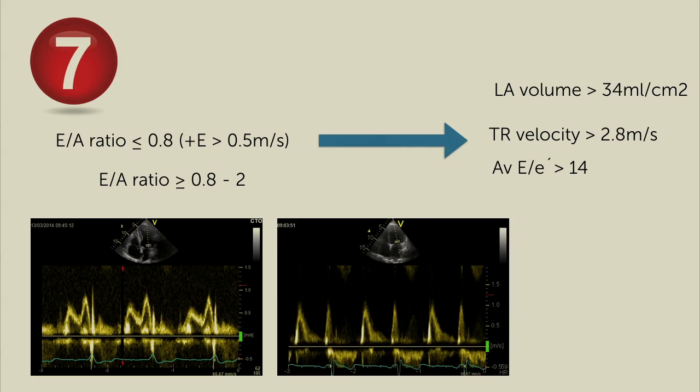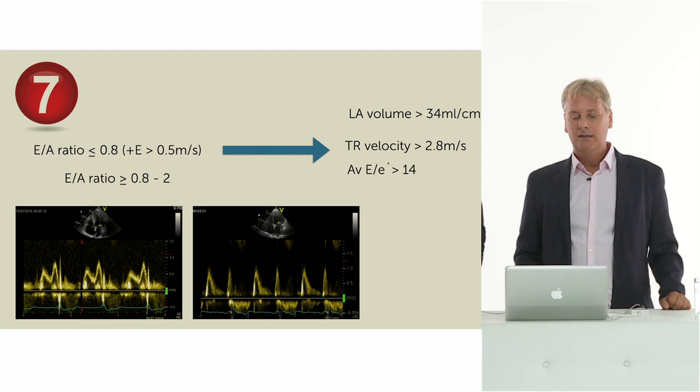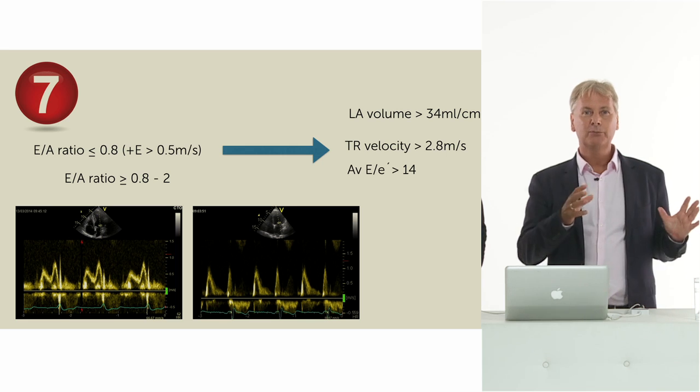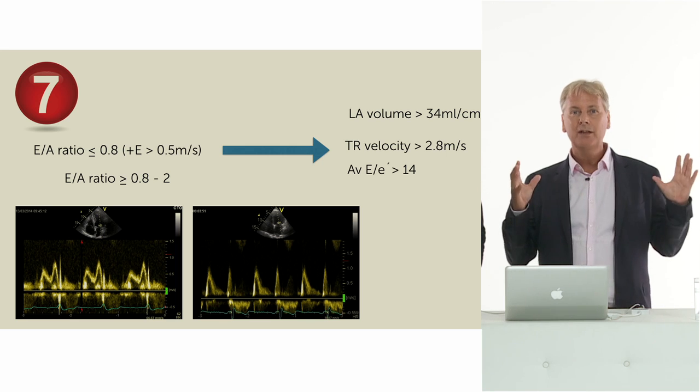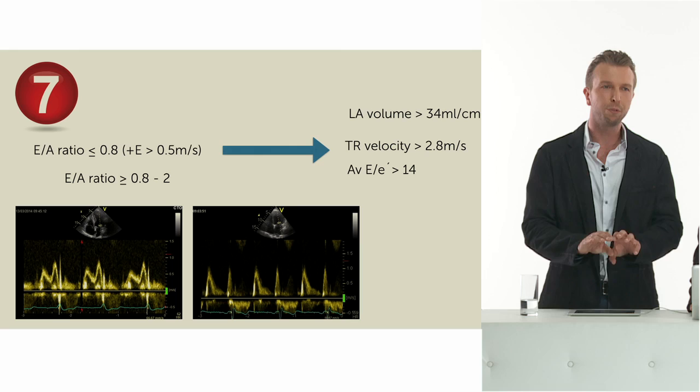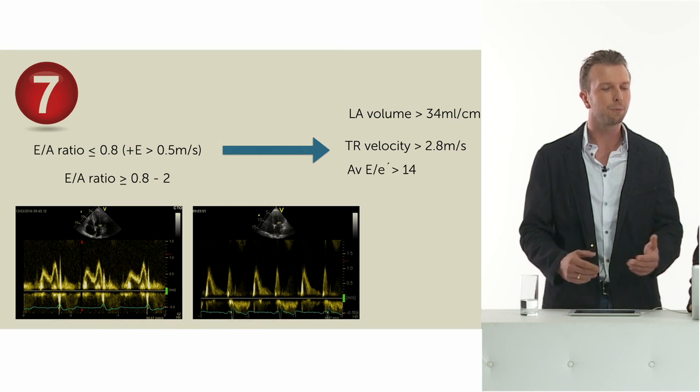Okay, right. But what if this is not the case? Now here is the second point of this flow chart, which says, what if the E to A ratio is below 0.8, but the E wave is more than 0.5, or if you have an E to A ratio somewhere between 0.8 and 2? What do you do then? Then you can take the measurements you have heard before: LA volume, TR velocity, and averaged E to E prime. So from that point on, it's quite similar to the first part we told you. Maybe it's not that difficult. You just have to separate three groups by the inflow pattern and then go ahead with the thing you know.